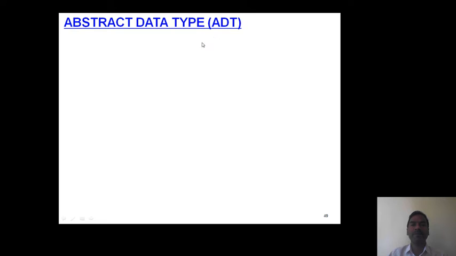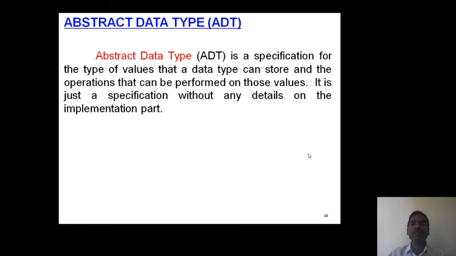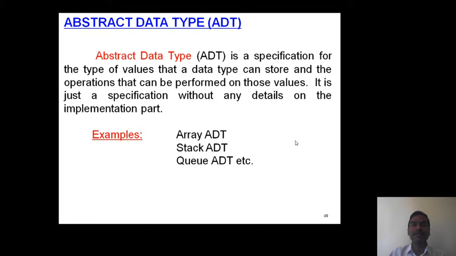Abstract data type, which is simply referred to as ADT. An abstract data type is a specification that stores data types and operations performed on the data type values. So here it just shows a specification without any details of the implementation part. The examples: array ADT, stack ADT, queue ADT, etc.